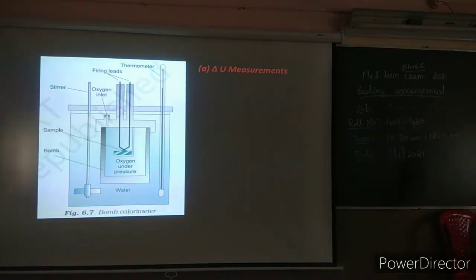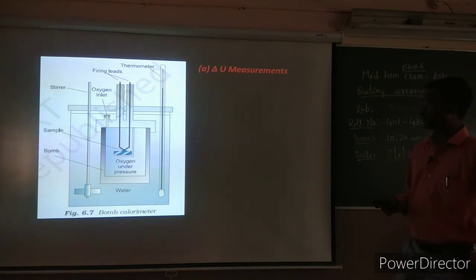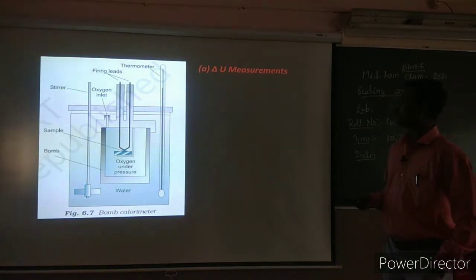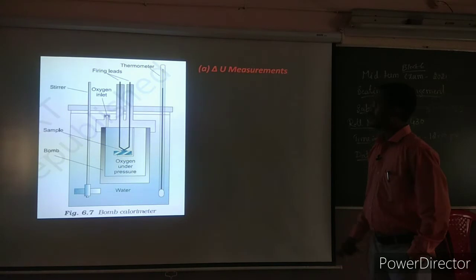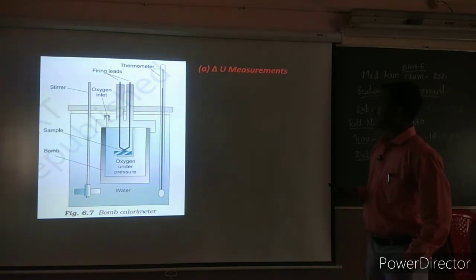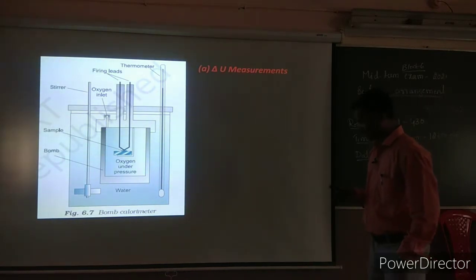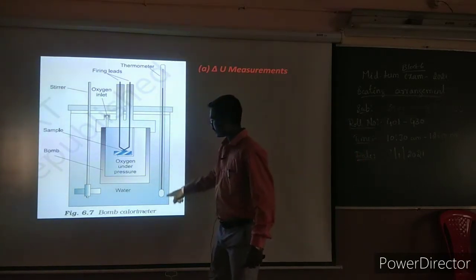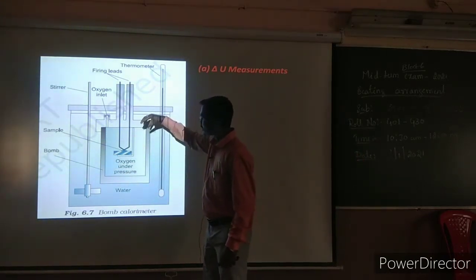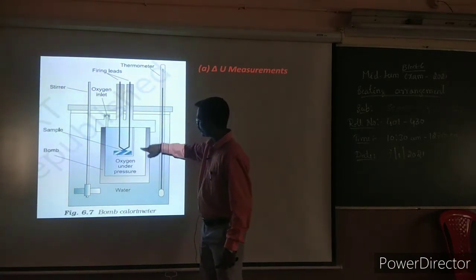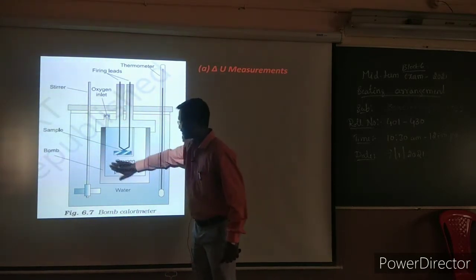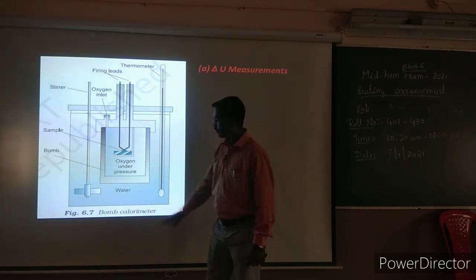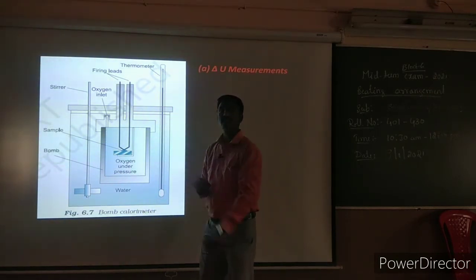So this instrument itself is called a bomb calorimeter. Can you see here in this diagram? You are having a container. This whole thing is the container. In this container, we have placed or immersed the instrument. This instrument, can you see here? Only this, and it is the overall system. This is called the calorimeter. The bomb calorimeter is nothing but the total arrangement.